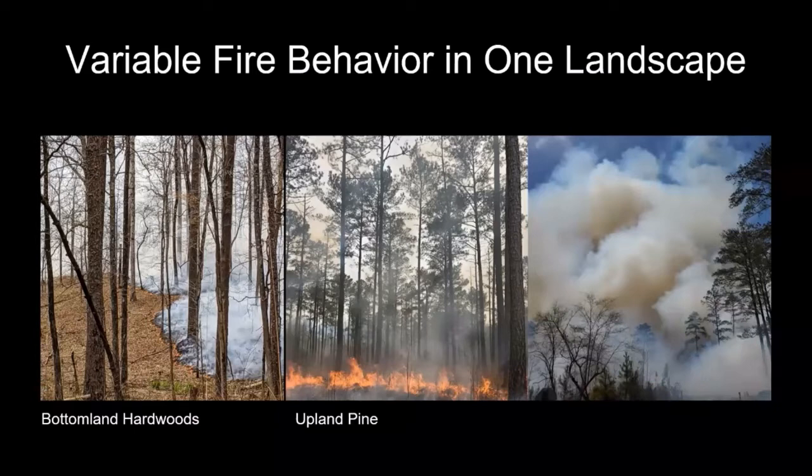Sometimes in the bottomland hardwoods, there's often creeks, and the fuel moisture is typically pretty low. So on a day where it's not very dry, sometimes it doesn't even burn into the bottomlands, but it only predominantly burns the leaf litter. In the upland pines, it's typically much more active fire behavior, and it spreads nicely.